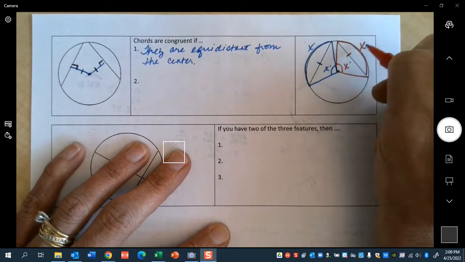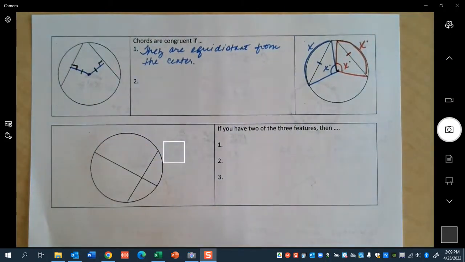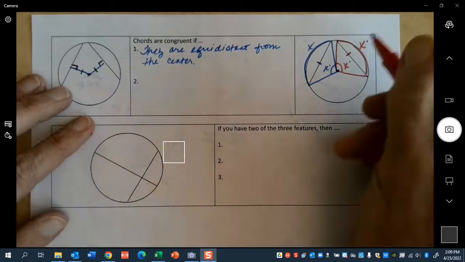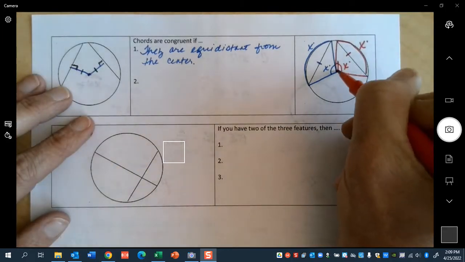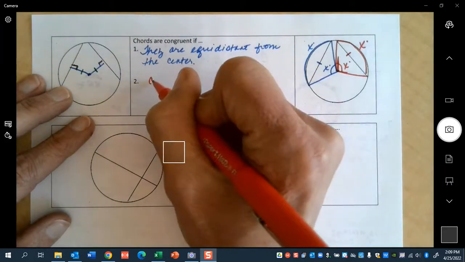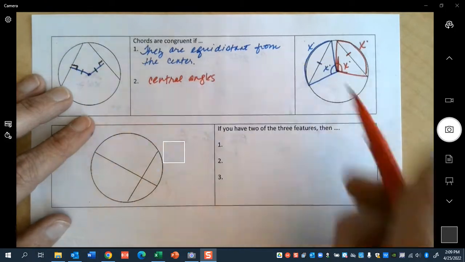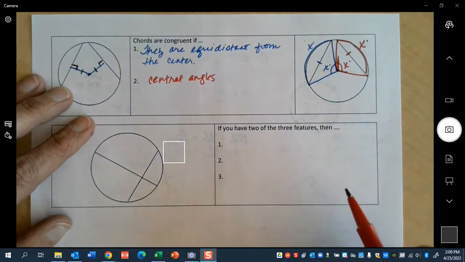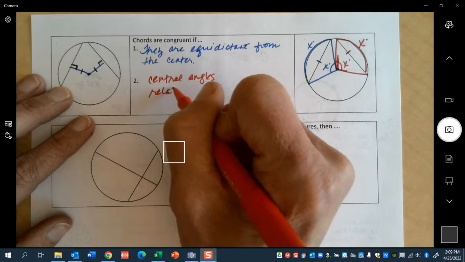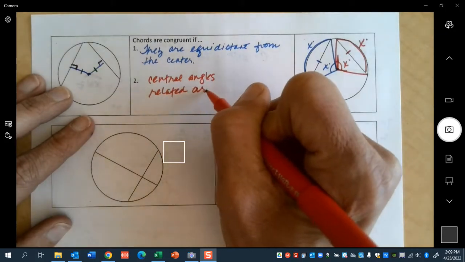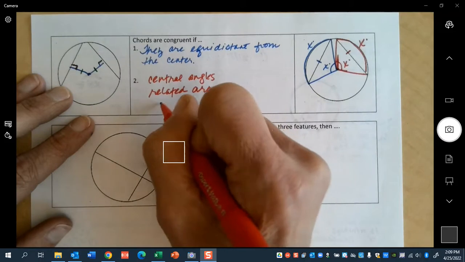Two chords are congruent if what? The sectors that they're in are congruent. All right, so they're definitely in sectors. But we talk about what are these angles called? There are the interior representative. We have central angles. We have the related arc. And then we have the chord.